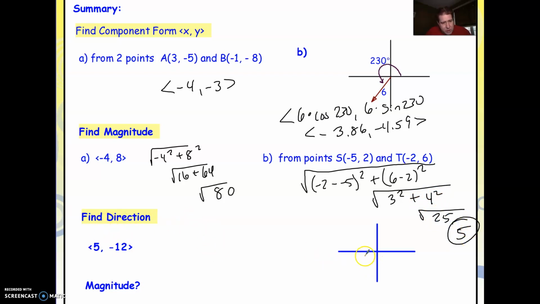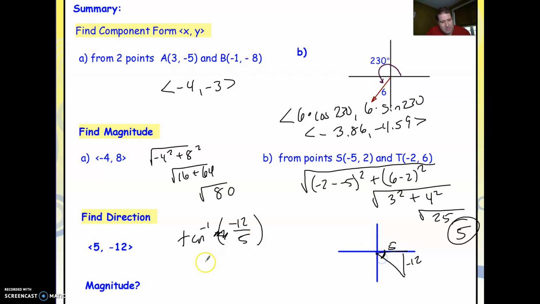All right, find the direction of 5, negative 12. That'd be 5 this way, negative 12 this way. So finding the direction means I'm going to try to find this angle. Now, I'm given opposite and adjacent, so it'd make the most sense just to use tangent. So inverse tangent of y over x. Sorry, no equal sign. Inverse tangent of y over x. Because what I'm really doing is tangent of y over x and then doing inverse tangent on both sides. So inverse tangent of negative 12 divided by 5. And that's going to give me negative 67 degrees.